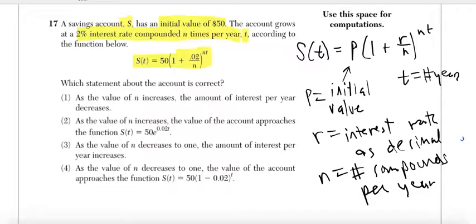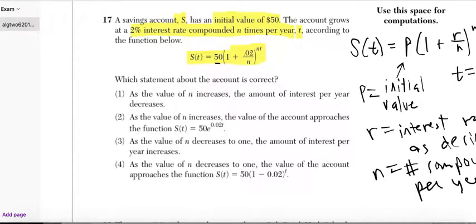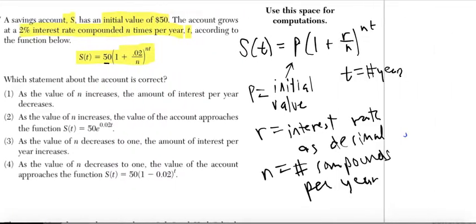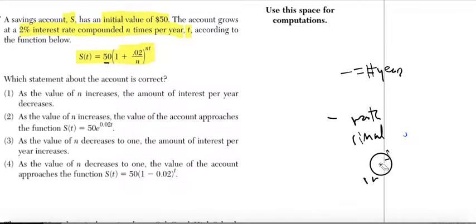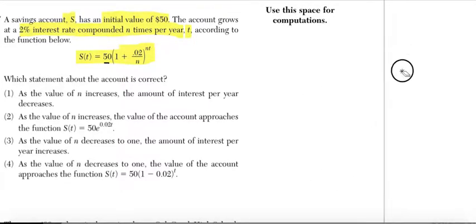So if we use this, that's how we got the initial value P equals 50, right? R, 2% as a decimal, is 0.02, so 0.02 over n to the nt. So that's how they got that formula, right? So just make sure you understand the compound interest formula. They didn't have to give that to you, but they did, which is very generous of them. Now let's see what the questions are.